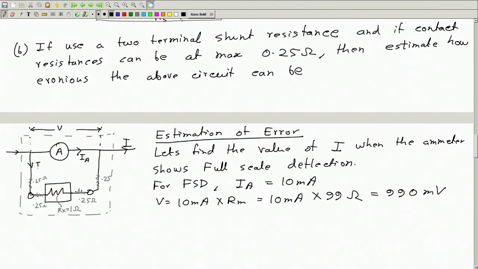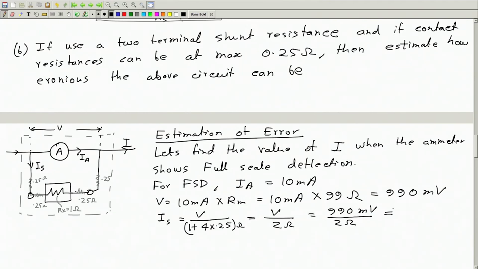Then what will be this current? Call this Is, the shunt current. Then Is will be V divided by the total resistance: V divided by 1 plus 0.25 plus 0.25 plus 0.25 plus 0.25. So 1 plus 4 into 0.25. So this will be V by 2 ohm, and V is 990 millivolt divided by 2 ohm. So this will be 500 minus 5, which is 495 milliampere. Please check my calculation. So this will be the value of Is.